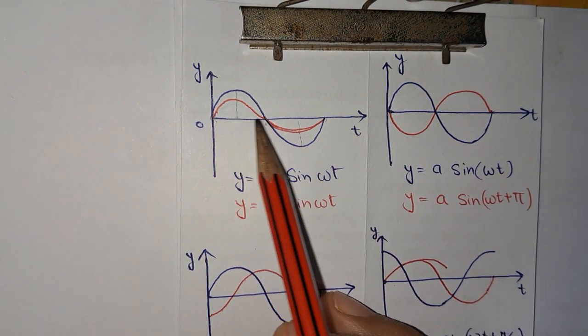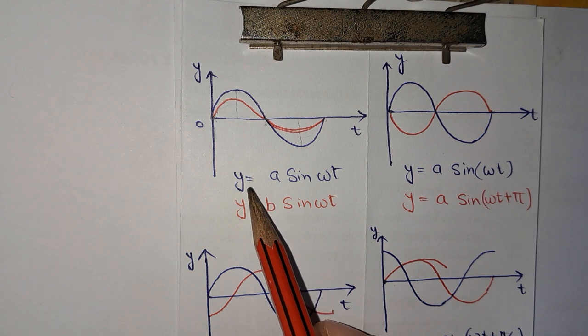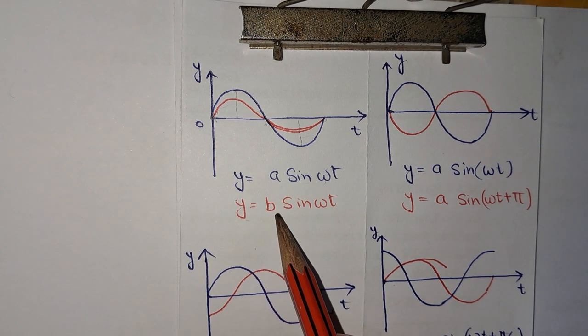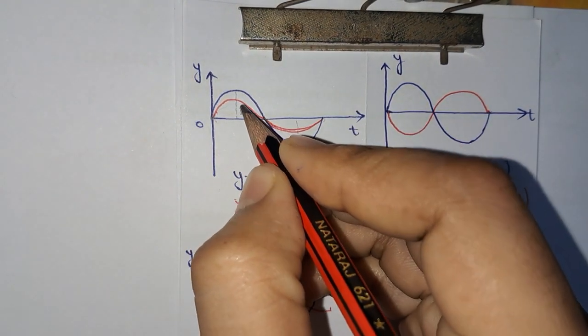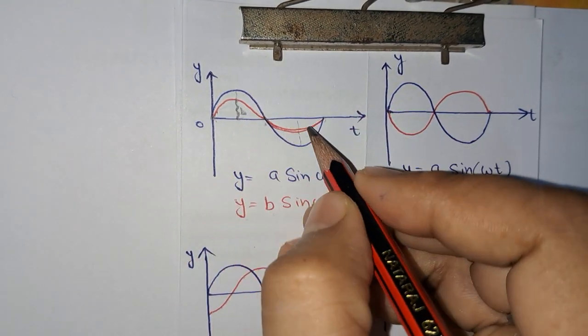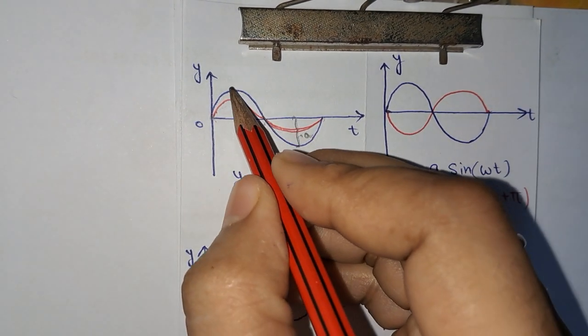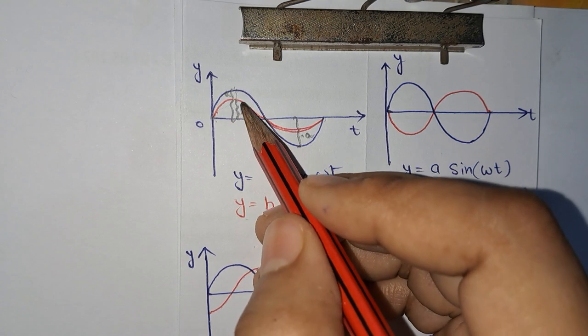So we can say that the value of y, or motion, is given as a sin omega t and b sin omega t. Why b? Because the amplitude is different. This complete one is a and this is b.